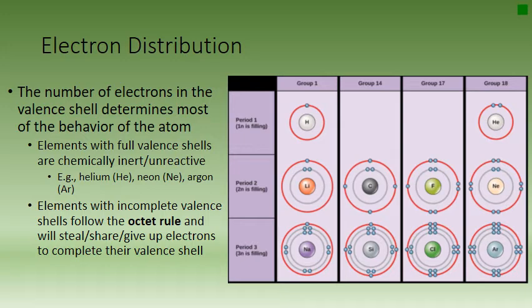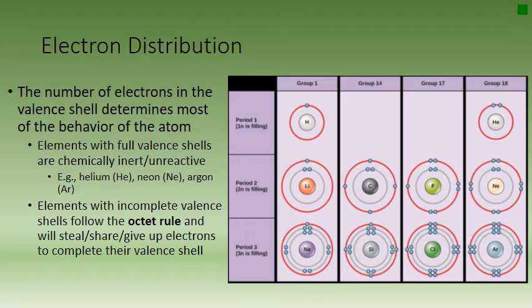It is the number of electrons in the valence shell that determines most of the chemical behavior of the atom. It is critical to note that elements with full valence shells are, for the most part, chemically inert and unreactive. Those elements with full valence shells are located in group 18 or group 8A, the rightmost column of the periodic table. Those are the noble gases. They are, for the most part, chemically unreactive because their valence shell of electrons is full.